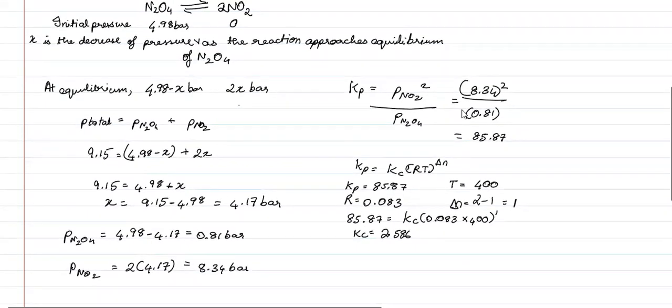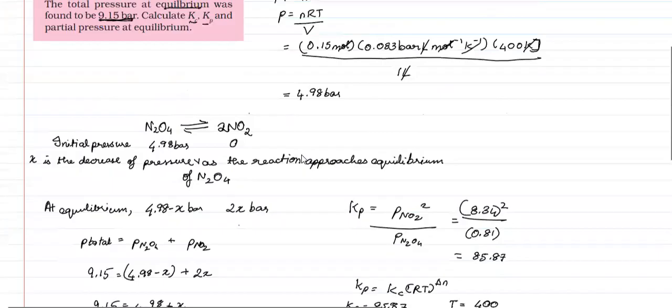From this, we were able to calculate the value of Kp, and Kp and Kc are related in such a way that Kp equals Kc into RT to the power delta N, where delta N is the number of moles of the products minus that of the reactants. And from there, we were able to calculate the value of Kc as well.